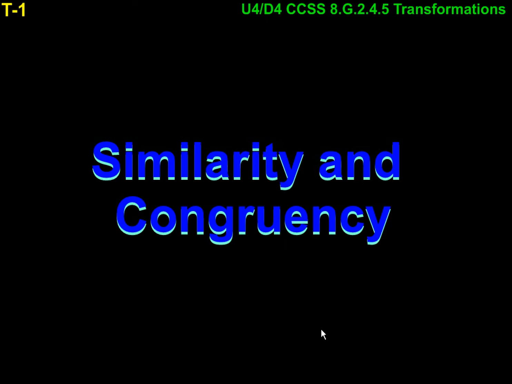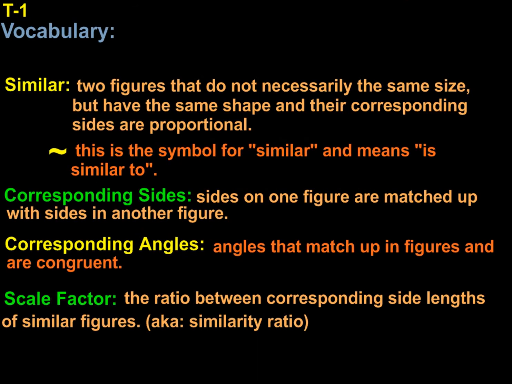Tonight's homework is T1, Similarity and Congruency. Vocabulary. Similar: two figures that do not necessarily have the same size, but have the same shape, and their corresponding sides are proportional. The symbol for similar is this wavy line. When you see it, it means "is similar to."